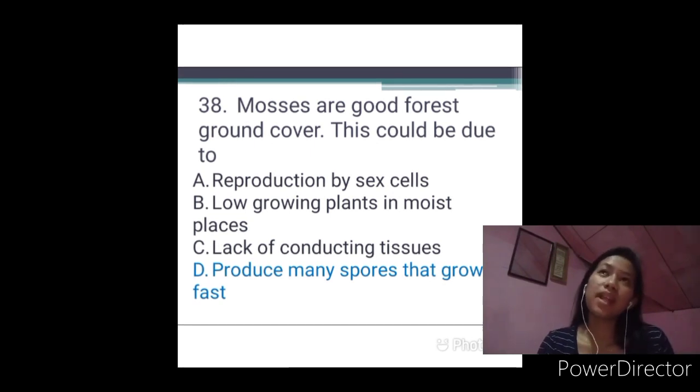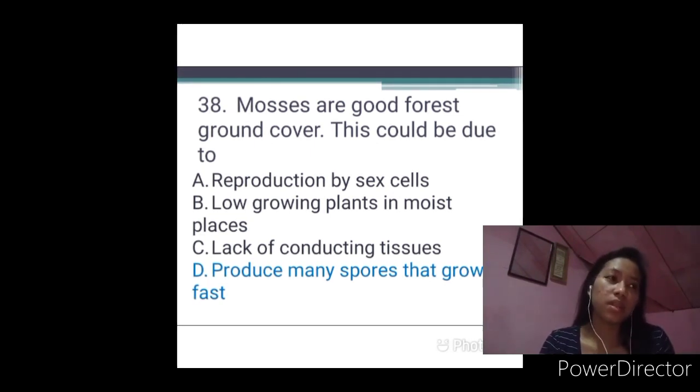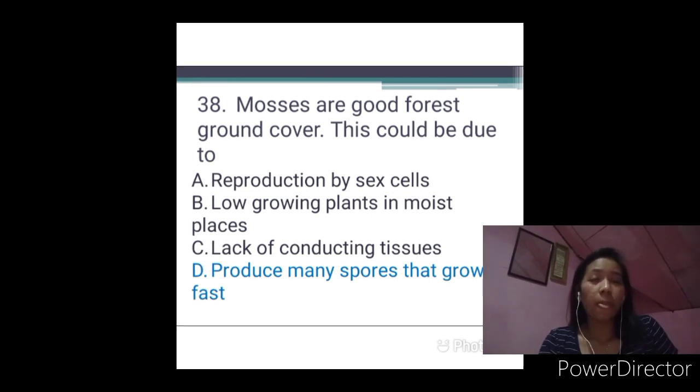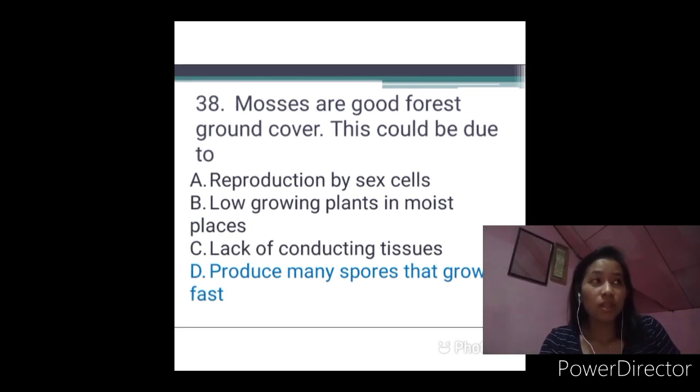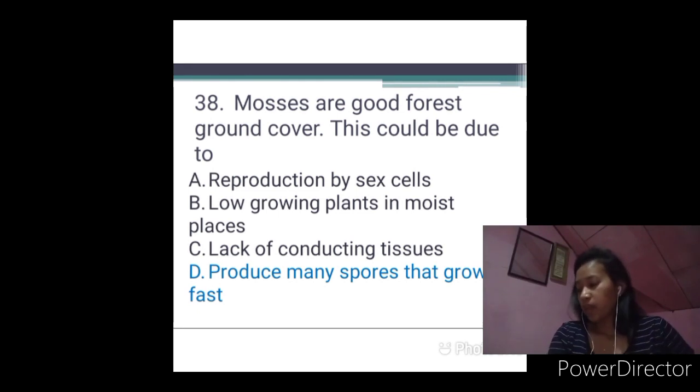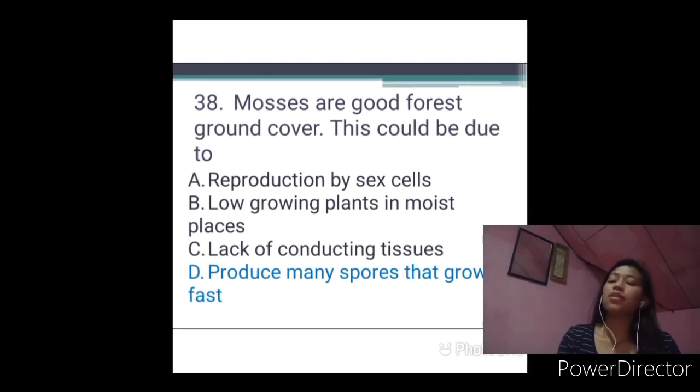They do not lack conducting tissues because, as I've said a while ago, mosses are multiplied by spores. So they don't use the seed. They don't have flowers also. So letter D is the answer.